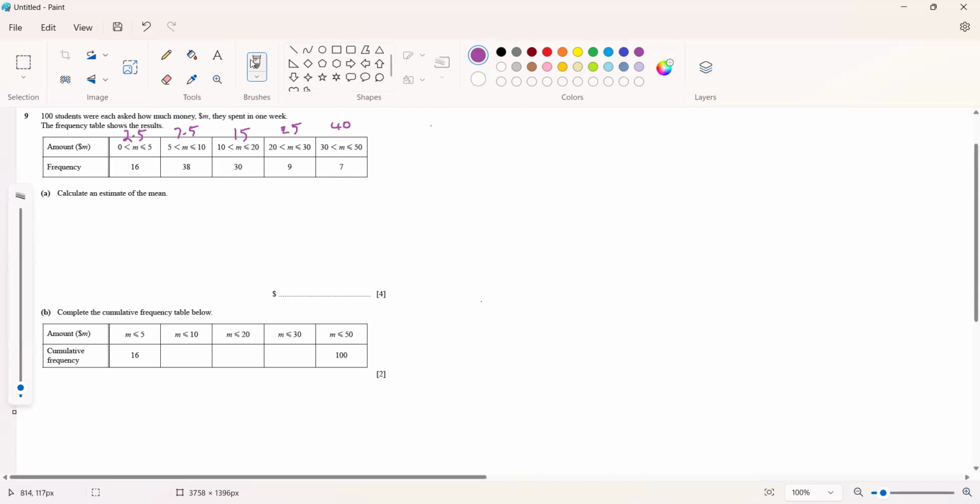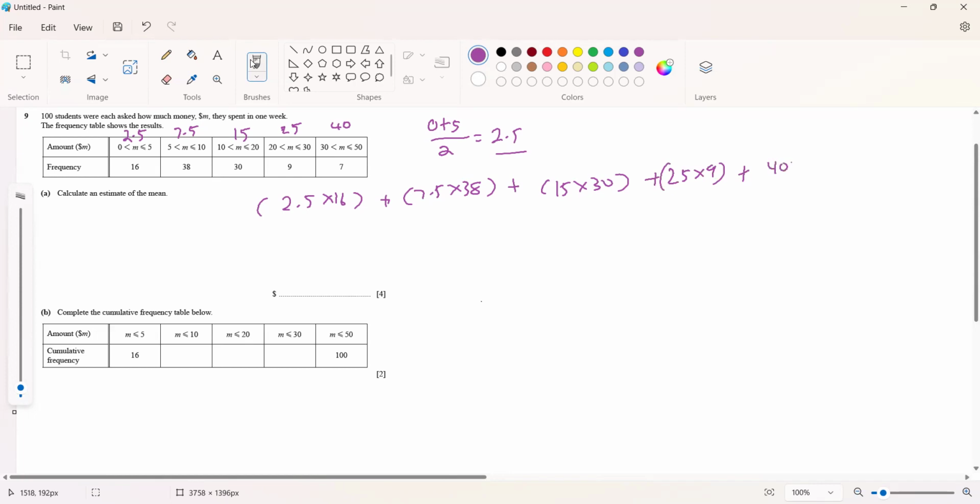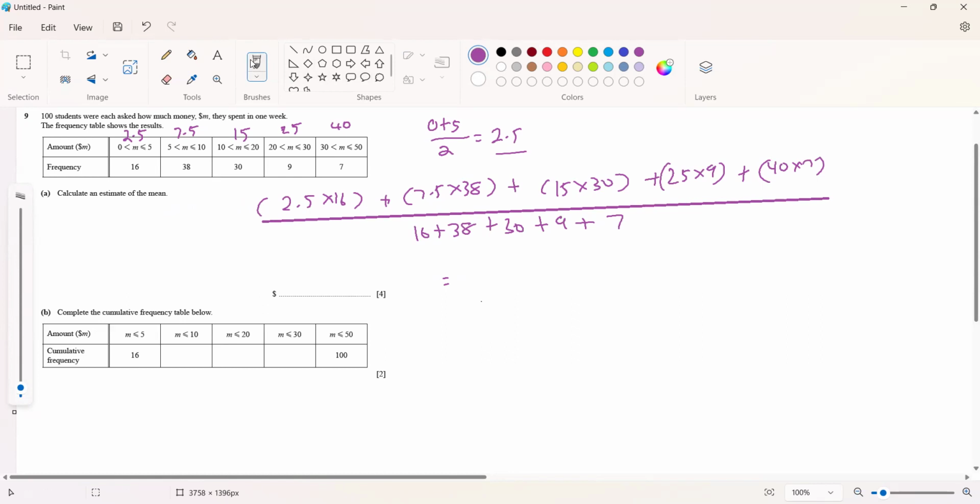So if you're not sure how to count this, all you need to do is just take the two ends of the range and then divide by 2. So that will be 2.5. That's how we do it for everything else. So after we do that, we're going to multiply everything together. So it will be 2.5 times 16 plus 7.5 times 38 plus 15 times 30 plus 25 times 9 plus 40 times 7. So the whole thing here, we are going to divide by 16 plus 38 plus 30 plus 9 plus 7. So we are taking the total amount of money divided by all of the students together.